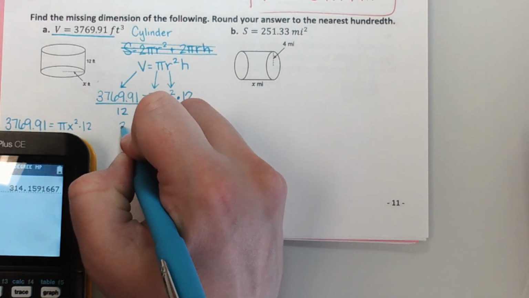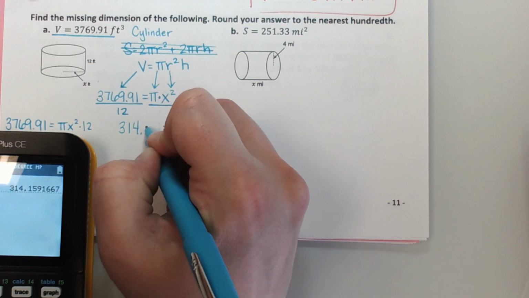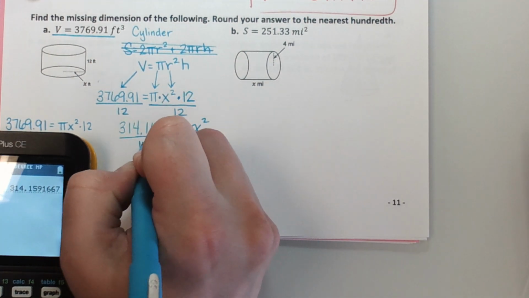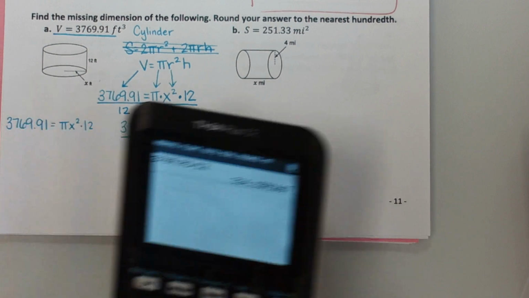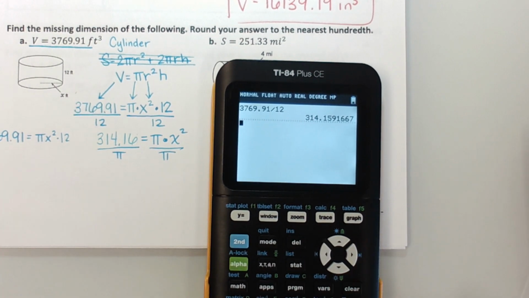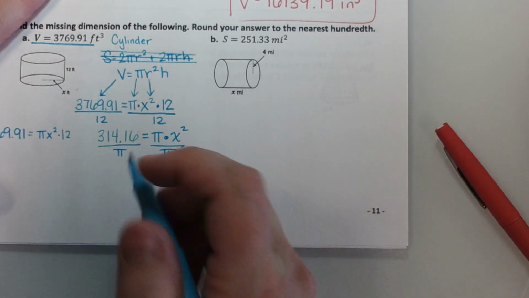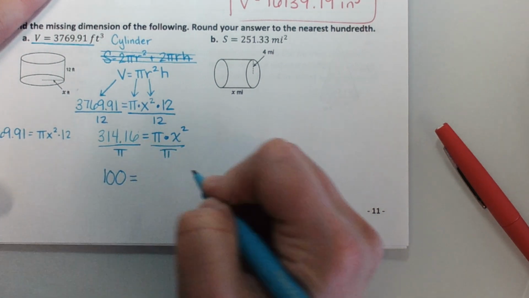Okay, over there should be 314.16, and now I'm going to divide it by pi. By the way, if you just do divide by pi right here, it's going to make it where you didn't have to round. But you might get a slightly different answer. That being said, what are either of those going to round to? 100. 0.00, aka 100.